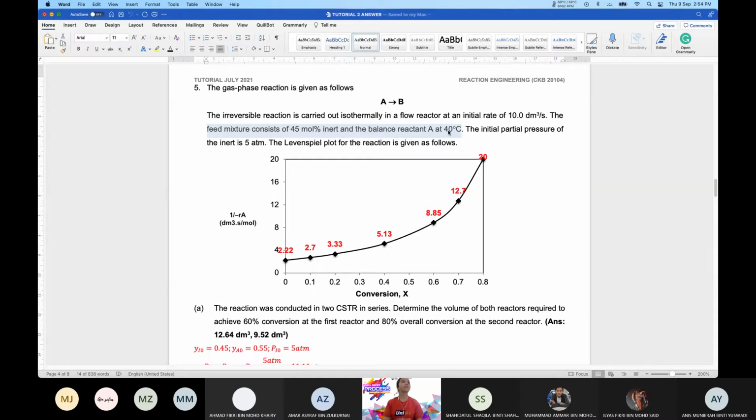Okay, done. And dia kata temperature 40 Celsius. So similarly, temperature pun boleh berubah semasa tindak balas. But in this case, dia kata isothermal, right?